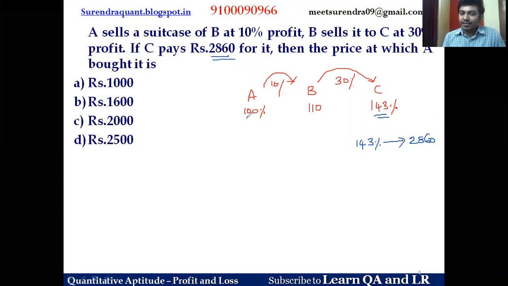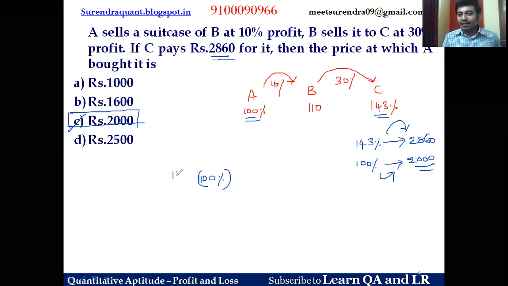A purchased for 100%, right? So 100% is what? It is simply 20 into 100, 2000 is the money paid by the person, sorry, by the person A. Option C is correct. Okay, if you want to go by multiplying factors, 100% is the money, right?